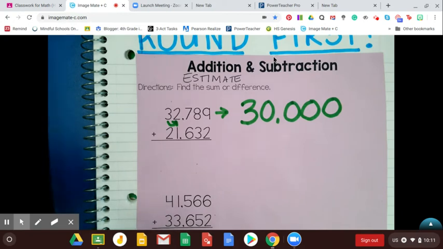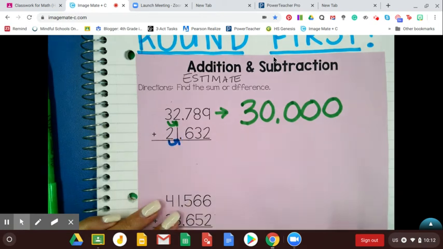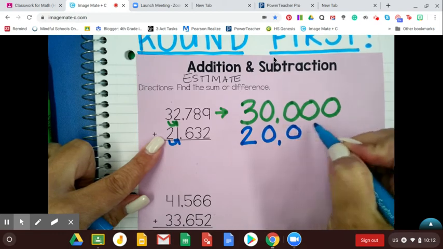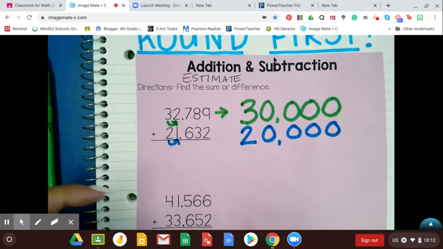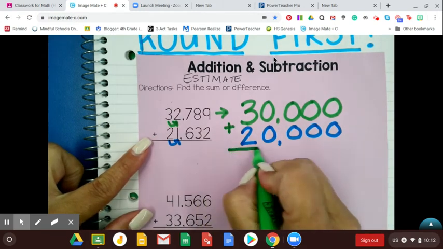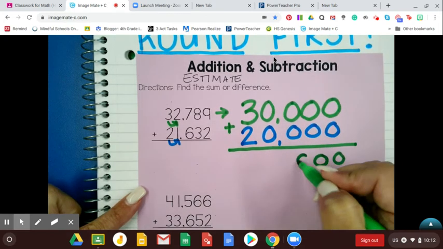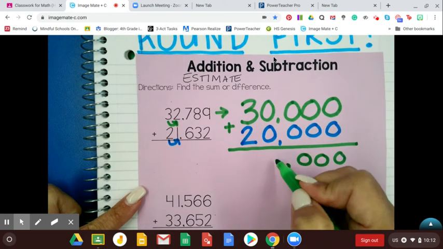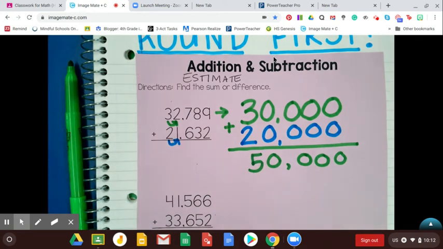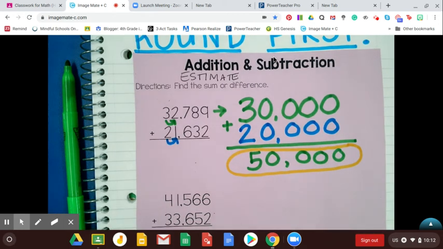Then I'm going to round my other number. So I'm going to look to the right. It's a 1. So I'm going to let my 2 rest, and everything else turns to 0. Now I'm going to add these 2 together, right? This is addition, so I want to make sure I'm adding. 0 plus 0 is 0, 0 plus 0 is 0, 0 plus 0 is 0. Bring down my comma. 0 plus 0 is 0, 3 plus 2 is 5. Making my final answer, 50,000. And like a good student, I am always going to remember to circle my answer.